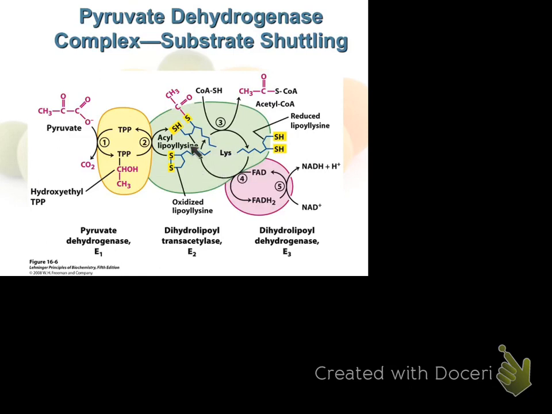And so now it can go back in order to hook up with the next TPP that already has a hydroxyethyl group attached to it, and it can repeat this process. But we have to then get our FAD back, and the way that the FAD comes back is that this is the actual dehydrogenation reaction, where the NAD plus comes in and then NADH leaves, and so that's how you regenerate your FAD.